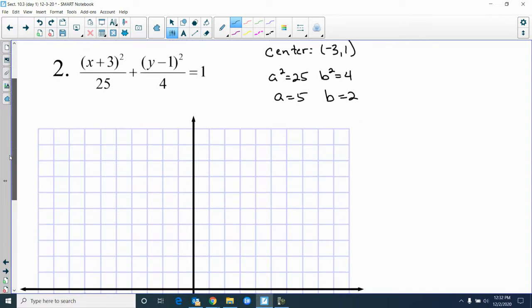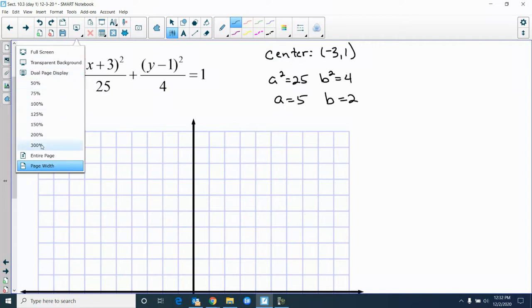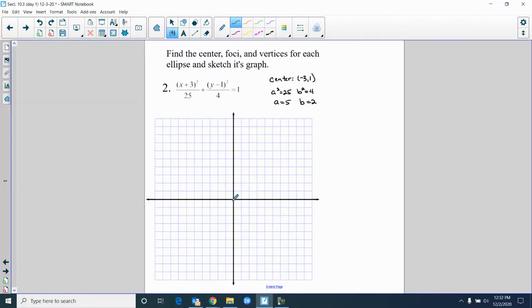All right, from here, I'm going to graph it. Let me see if I can do this. So I'm going to go to -3, 1.